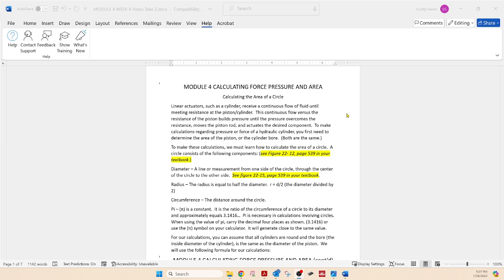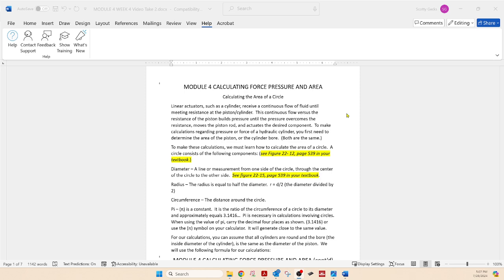To get pressure, you multiply, to get force, you multiply the pressure times the area of the circle, and that gives you your force in pounds per square inch. So we need to do this.